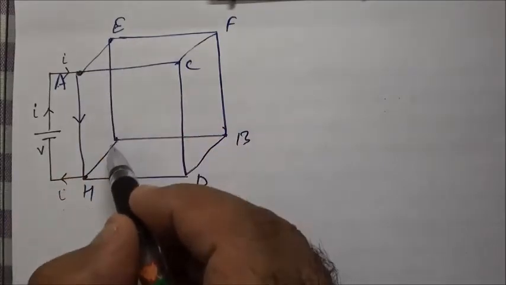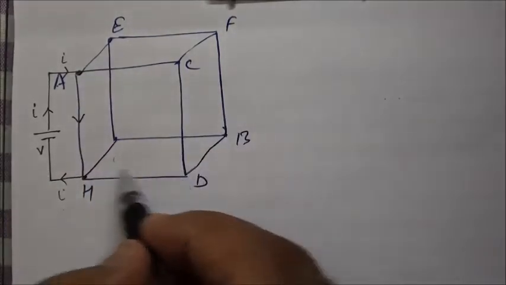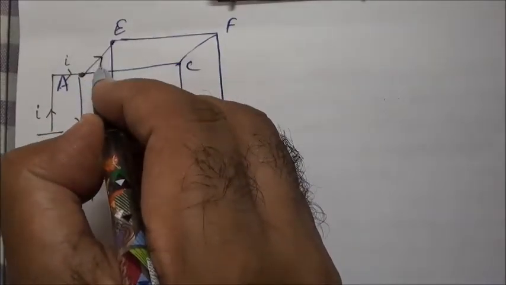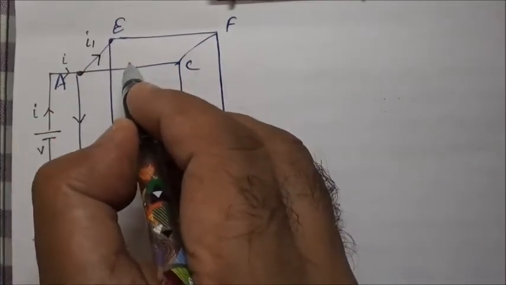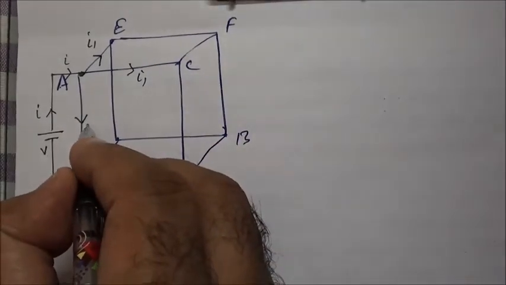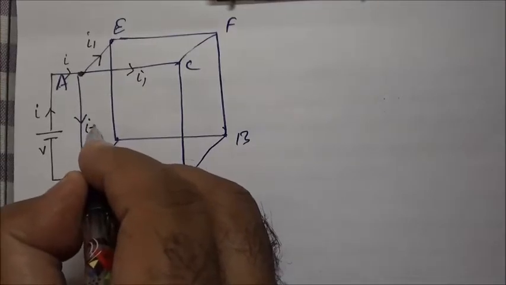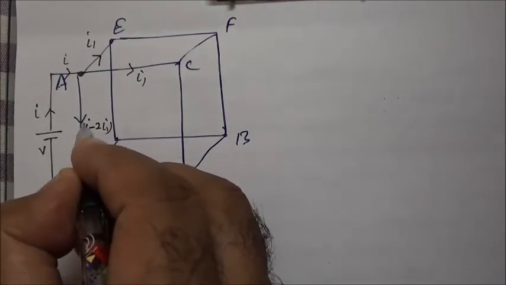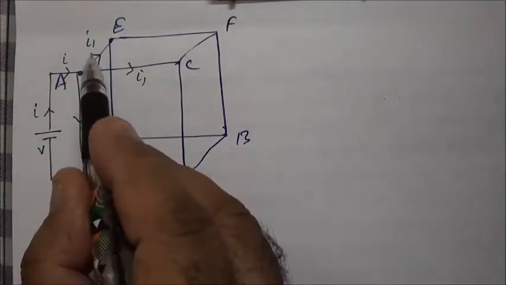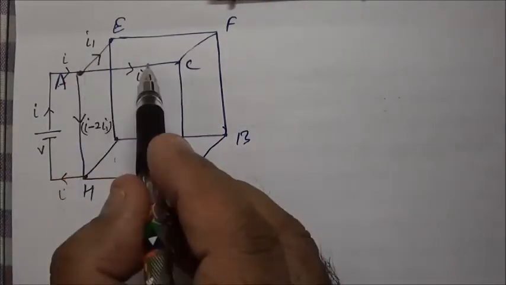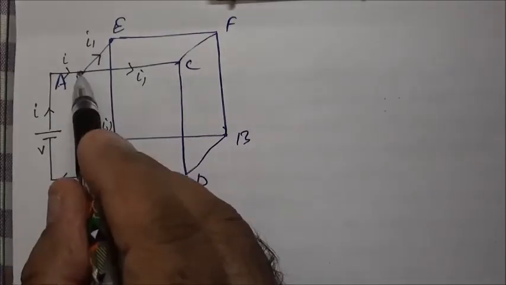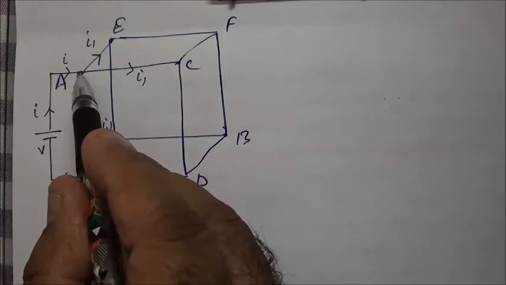So 1, 2, 3, 1, 2, 3. So these two paths seem symmetrical. So let the current in these paths be I1, I1. So here the current will be I minus 2I1. So these two paths are symmetrical, so same current, let it be I1, I1, and this will get the remaining current, I minus 2I1, applying Kirchhoff's first law at this point A.